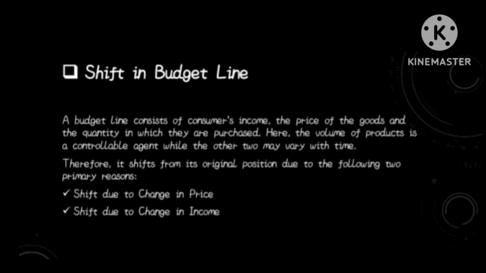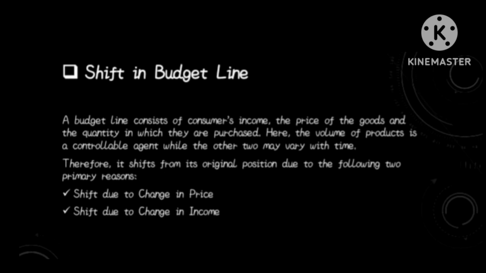ठीक है. And this is a concept we can use in this topic: shift in the budget line. A budget line consists of the consumer's income, the price of goods and the quantity in which they are purchased. Here the volume of products is a controllable agent while the other two may vary with time. Therefore it shifts from its original position due to two primary reasons. Number one, shift due to change in price. Number two, shift due to change in income.